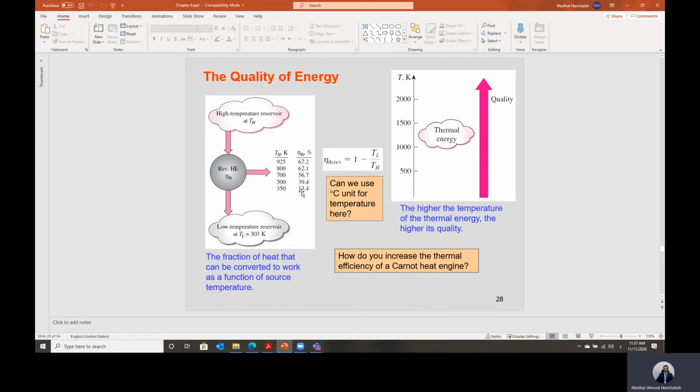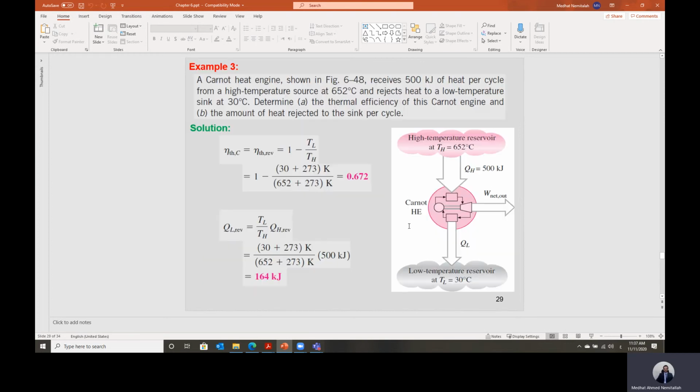So T high is 350, the efficiency is 13.4. When we increase it to 925, the efficiency will approach 67.2. So the energy has a quality like a quantity, but this quality is a function of the temperature. As the temperature increases, the quality of the energy increases in this case.